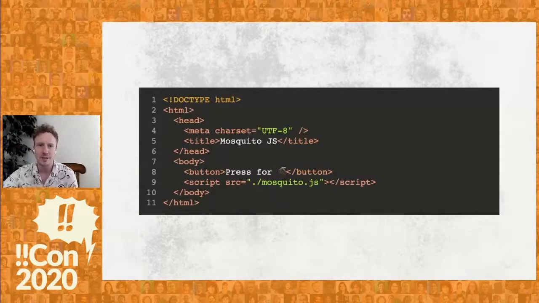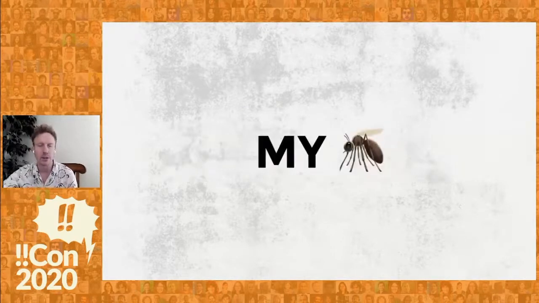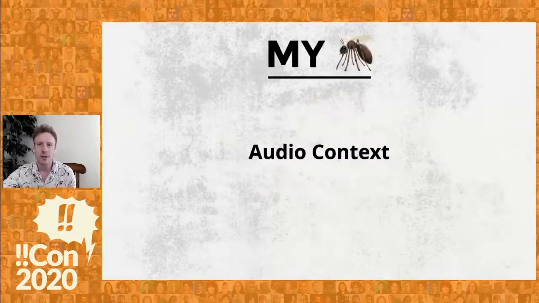And for me, that is a small HTML page referencing a script. And in that script, I just have one single line to begin: let context = new window.AudioContext. The audio context is how you access the web audio API. So if we were to look at my Mosquito, and I just have to emphasize how much I truly despise this emoji, it would just be the audio context.